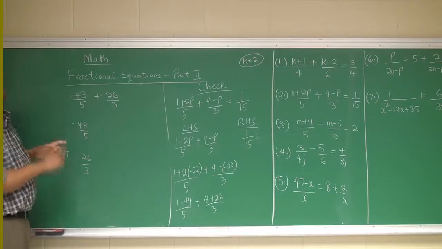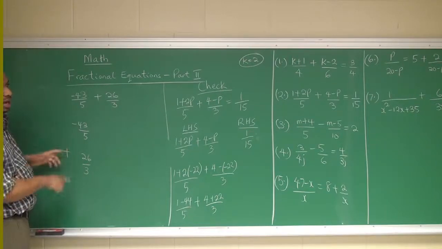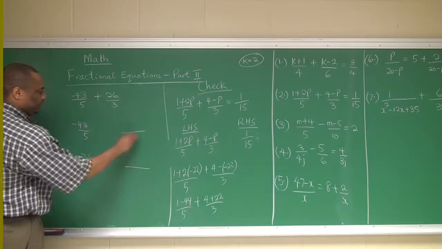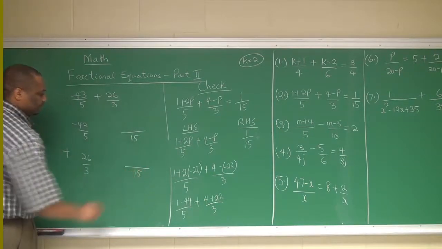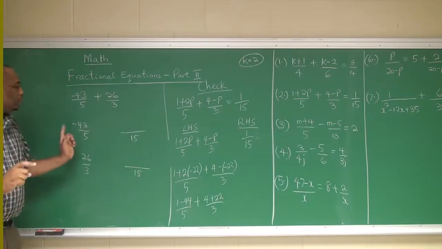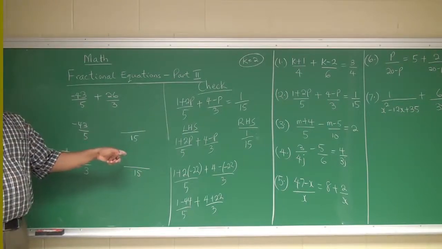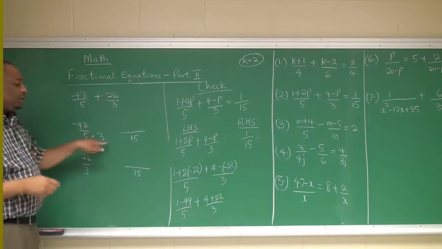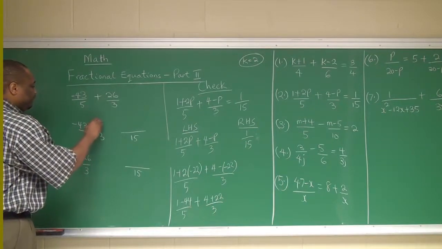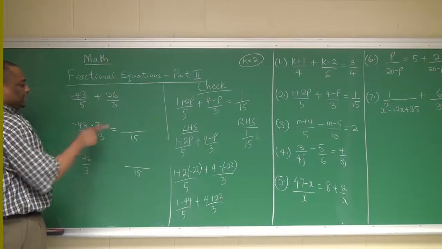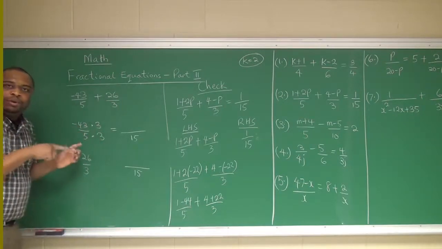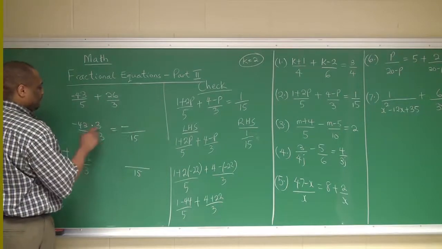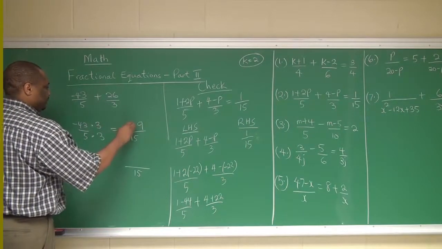So they do not have the same denominator. They do not have a common denominator. So we find their least common denominator, which is 15. You ask yourself, what will you do to 5 to give you 15? You multiply by 3. And whatever you do to the denominator, you also have to do to the numerator. So the equivalent fraction of negative 43 over 5 will be what? Negative 3 times 3 is 9, 3 times 4 is what? 12.